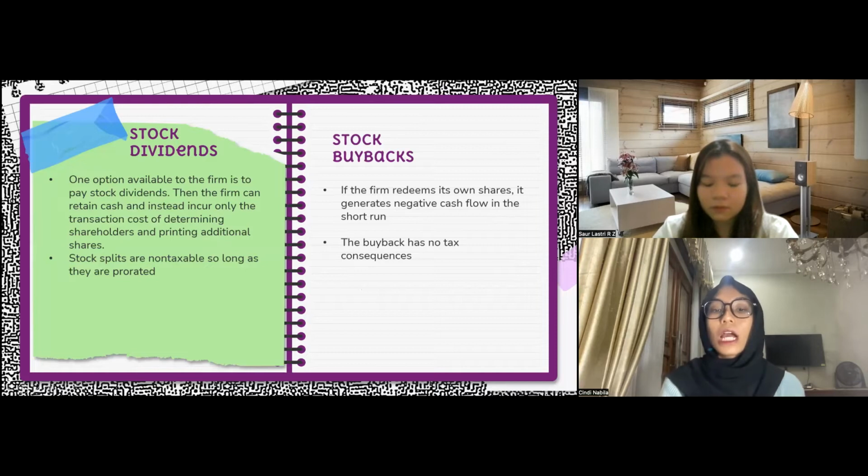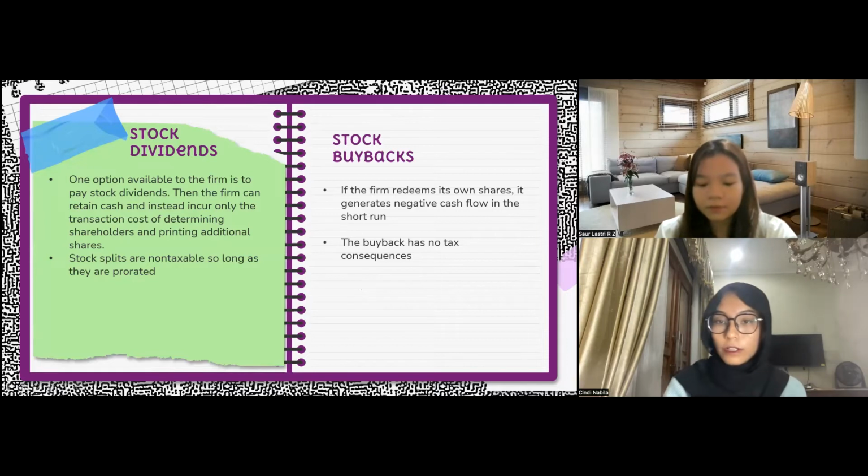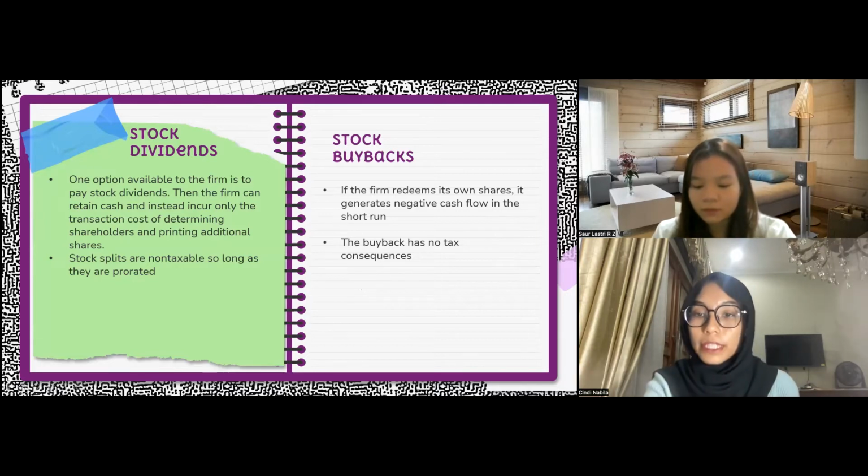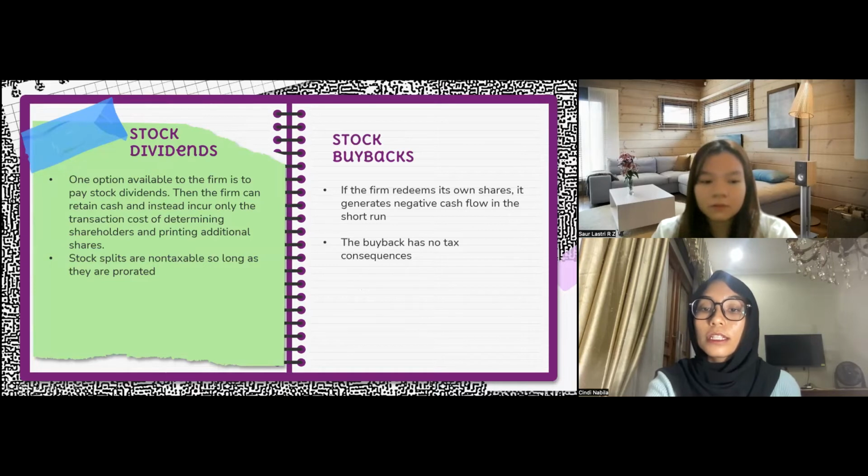Next we have stock dividends. One option available to the firm is to pay dividends in stock. Then the firm can retain cash and instead incur only the transaction cost of determining shareholders and printing additional shares. Stock splits are non-taxable so long as they are prorated. By providing a greater number of shares, existing shareholders can sell a smaller portion of their holdings, and per-share purchasing ability is enhanced for both existing and new shareholders.